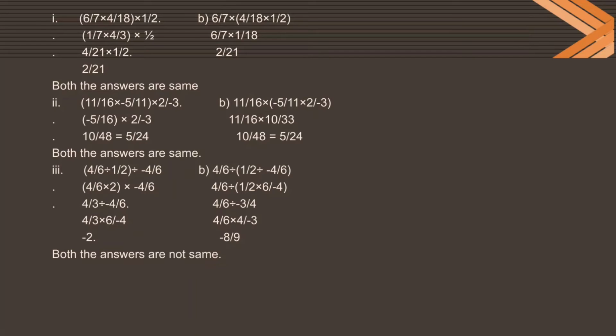Now for B part, 6/7 into 4/18 into 1/2. Now here 4 and 2 are cut by the table of 2. So we will get 1/18. Now 6/7 into 1/18 equals 2/21. Both the answers are the same. Okay, now you have to solve other questions in the same manner. The answers are given here.